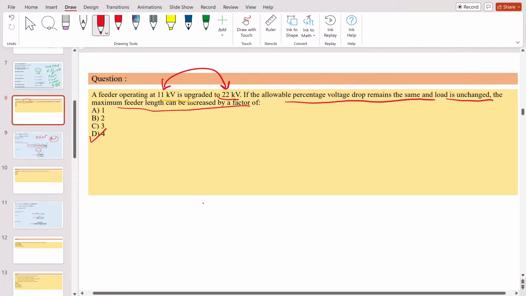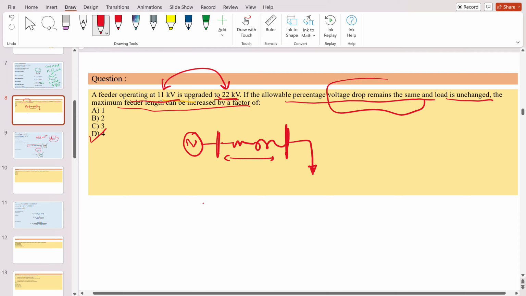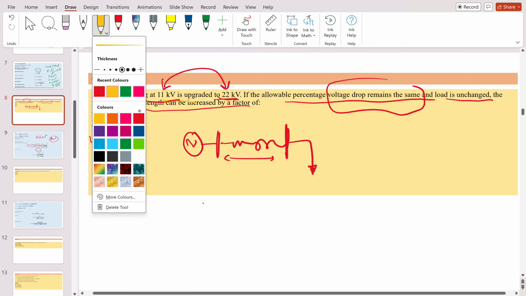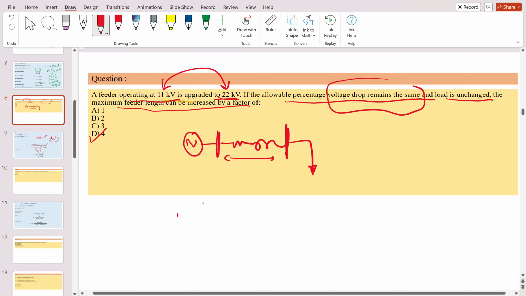And there is another way to understand it also. Suppose you have a generator here, a feeder, and a load. The feeder is operating at 11 kV and upgraded to 22 kV. I'm considering there is no voltage drop here, because it is already saying that there is a voltage drop, but it is constant.